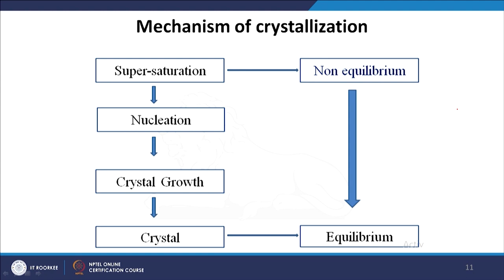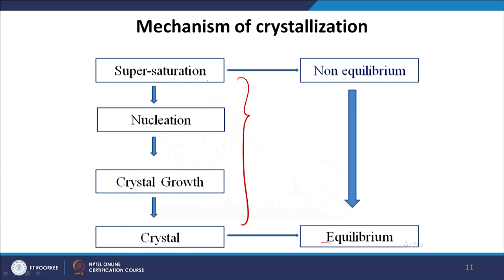First, you have a supersaturation that leads to the nucleation, nucleation leads to the crystal growth, and crystal growth leads to the crystal, and finally it leads to an equilibrium system. If there is no supersaturation, then it will be non-equilibrium. Finally, over time, it will also reach an equilibrium system. So these are the steps involved in the crystal growth process.